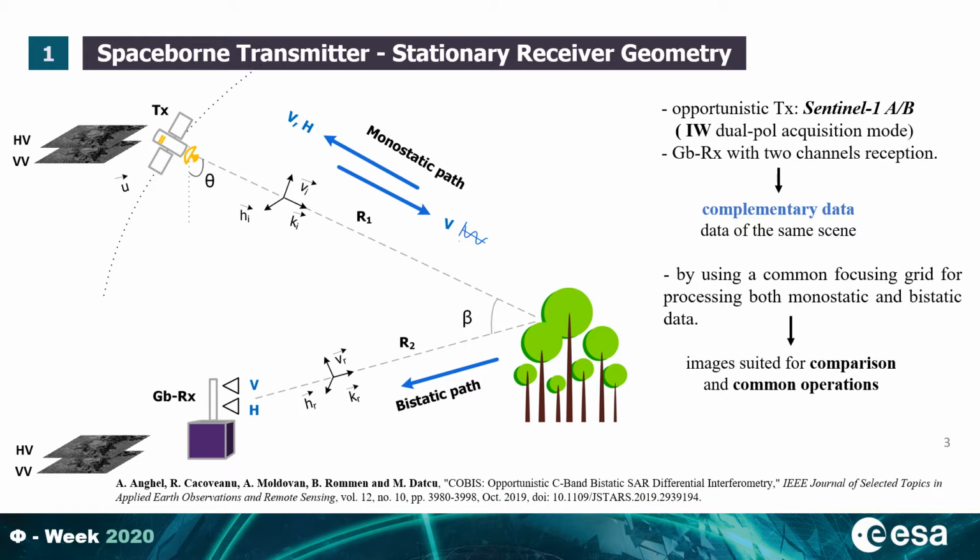For the zone of interest, Sentinel-1 uses the interferometric wide swath acquisition mode with vertical transmission, vertical and horizontal reception. As a result, it is possible to acquire a set of dual-pole data with two complementary viewpoints, spaceborne monostatic and ground-based bistatic. This offers an interesting and unique opportunity for further polarimetric data processing.